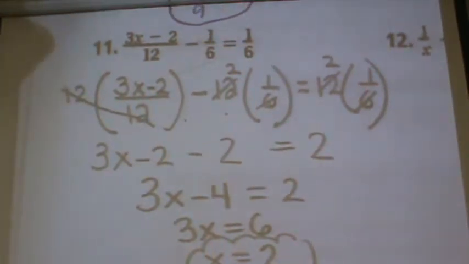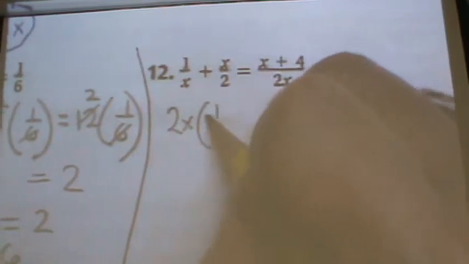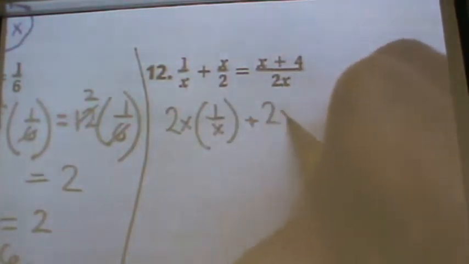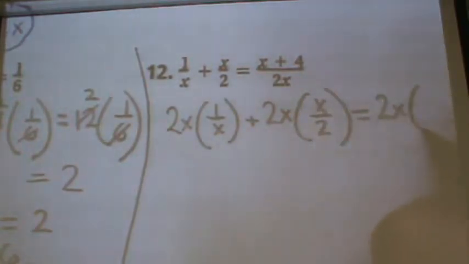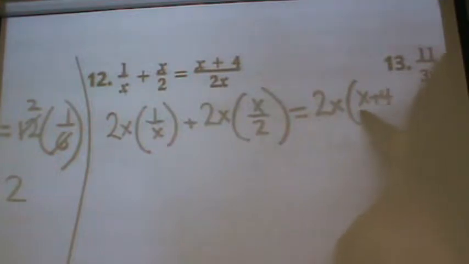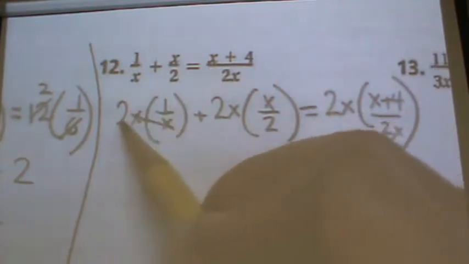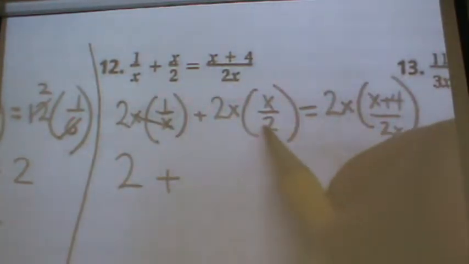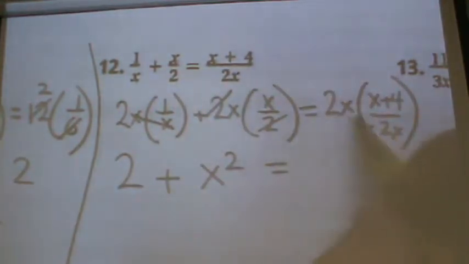Are you getting this? Yeah. Okay. Number 12, can you tell me what your common denominator is? 2x. You're going to multiply this by 2x, this by 2x, this by 2x. 2x times 1 over x plus 2x times x over 2 equals 2x times x plus 4 over 2x. Okay, what cancels here? The x is what's left. 2. What cancels here? 2. What do you have? X. X squared.